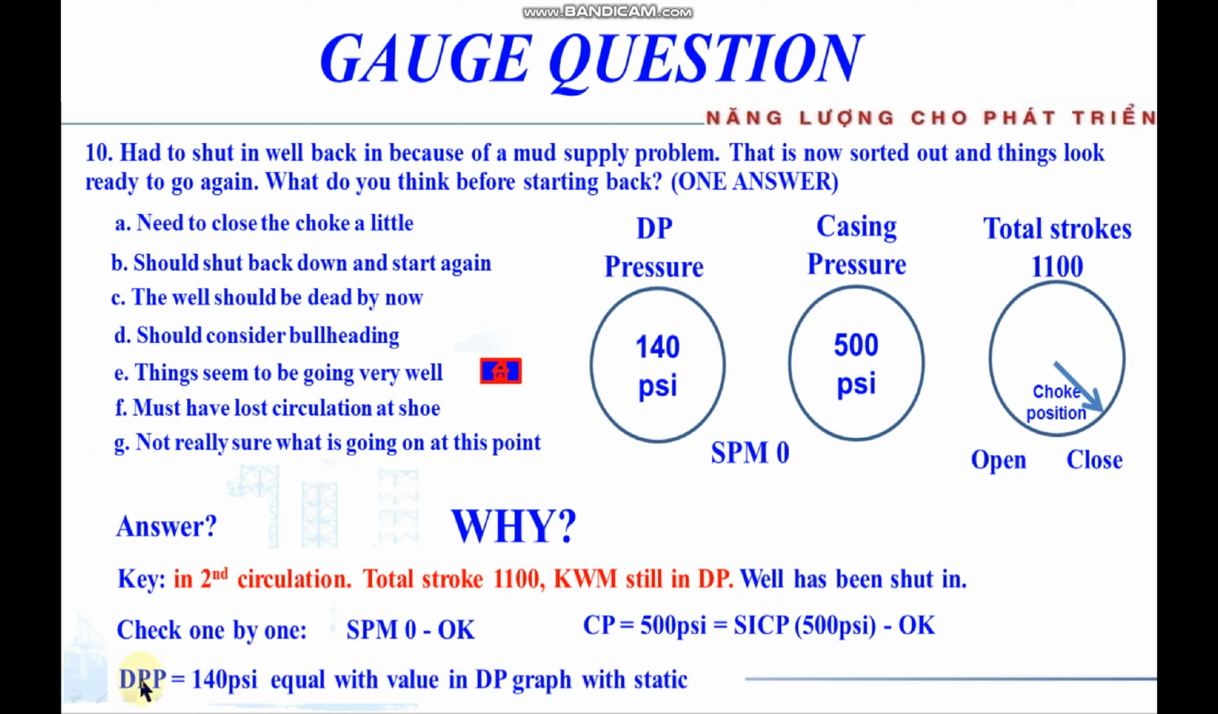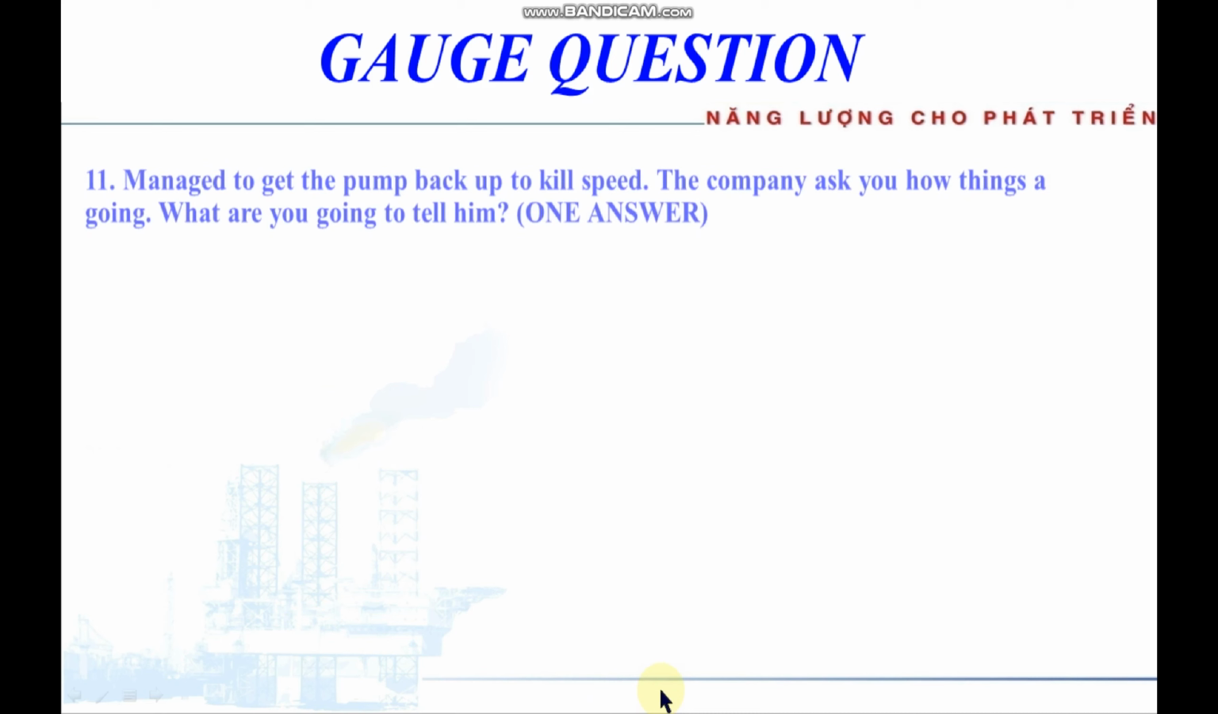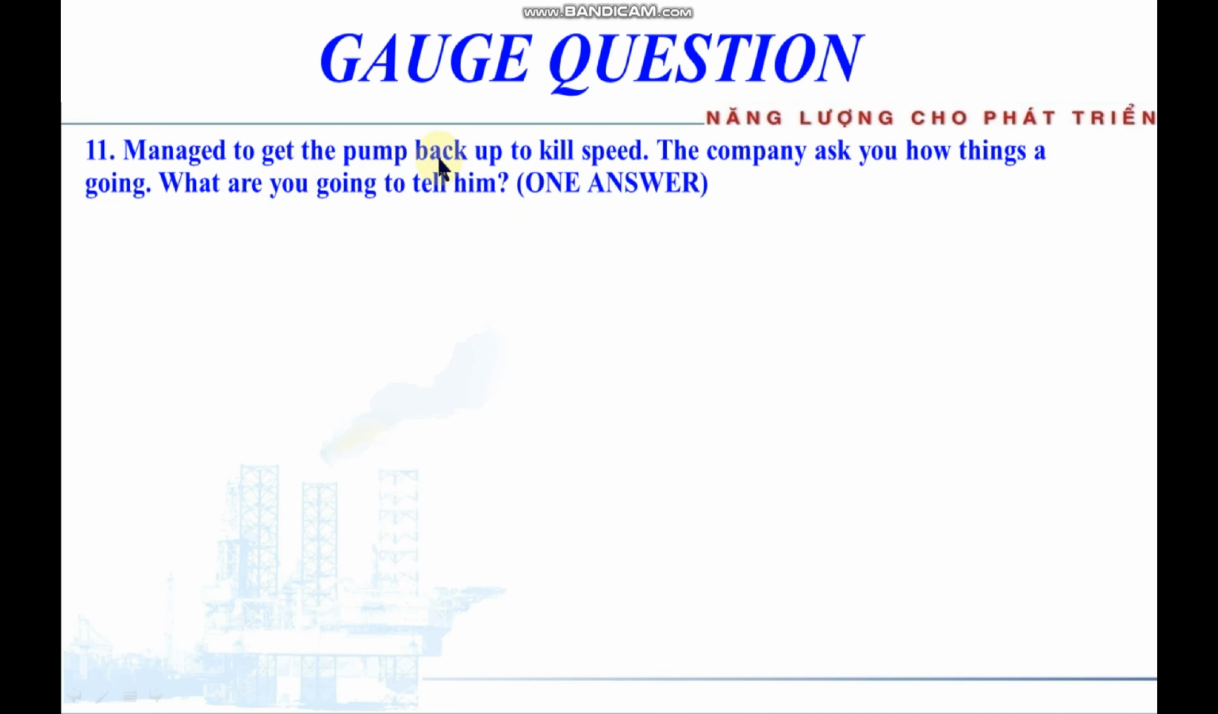Dubai pressure 140 PSI equals the value in the Dubai graph with static. That's okay. You never managed to get the pump back up to speed. The company man asked you how things are going. What are you going to tell him?